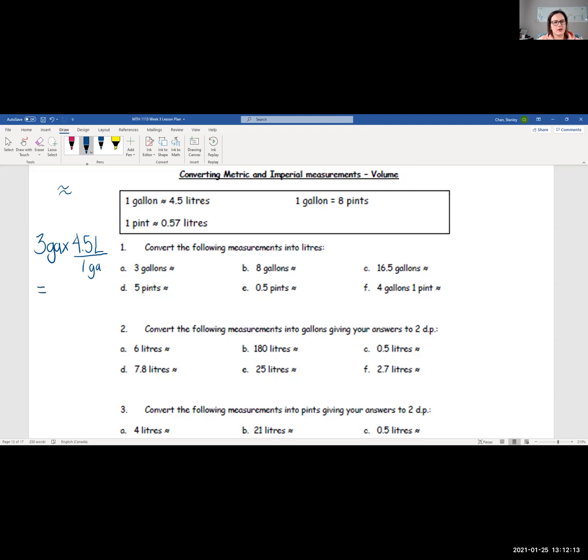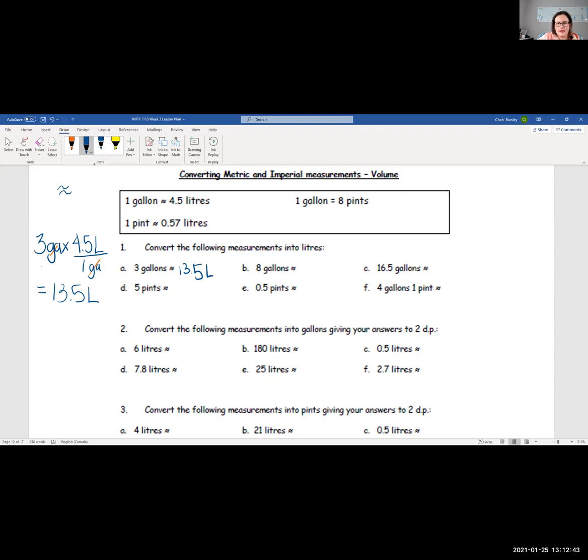All right, so 3 times 4.5, and watch how the units cancel. That's the best part of this, that the units are canceling, right? So gallons is canceling with gallons, and I'm left with liters. So 3 times 4.5 equals 13.5 liters. So I could write that in right here, 13.5 liters.